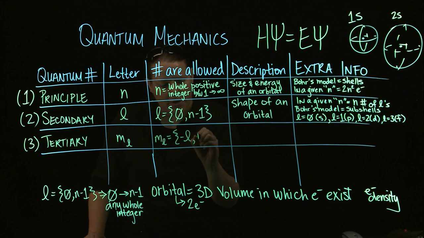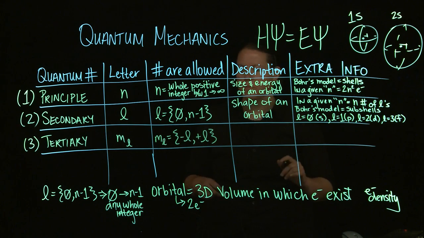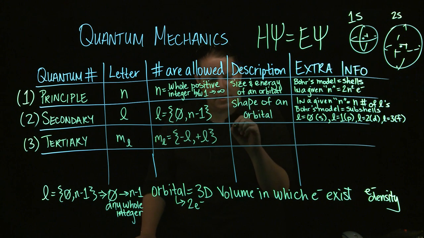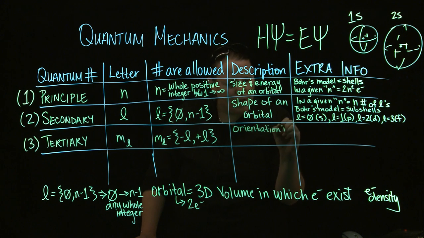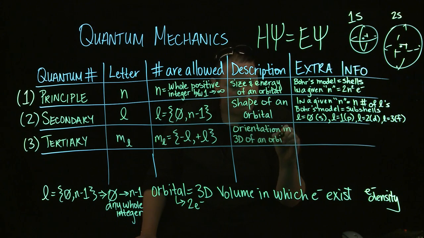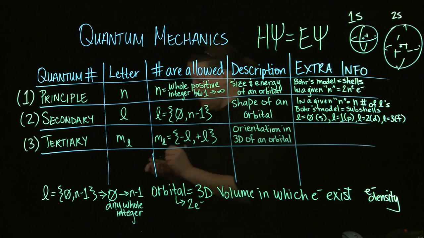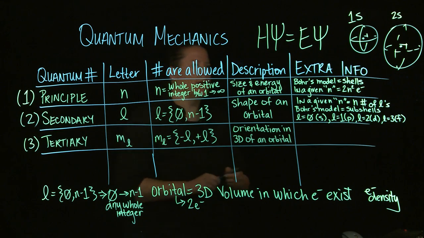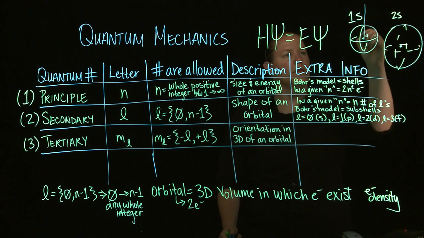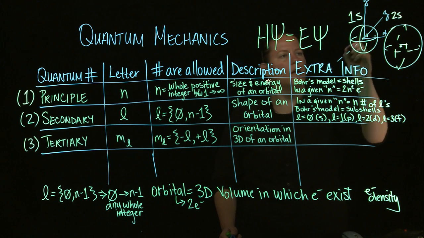It can be any number between positive L and negative L. So I'm going to do negative L first. So negative L and positive L. And what does this really talk about? It talks about the orientation in three dimensions of an orbital. Okay, so what does that mean? If I actually put some axes on this, I'll do it on my 1s here. All right, so here's my y, maybe my x, and my z, right?